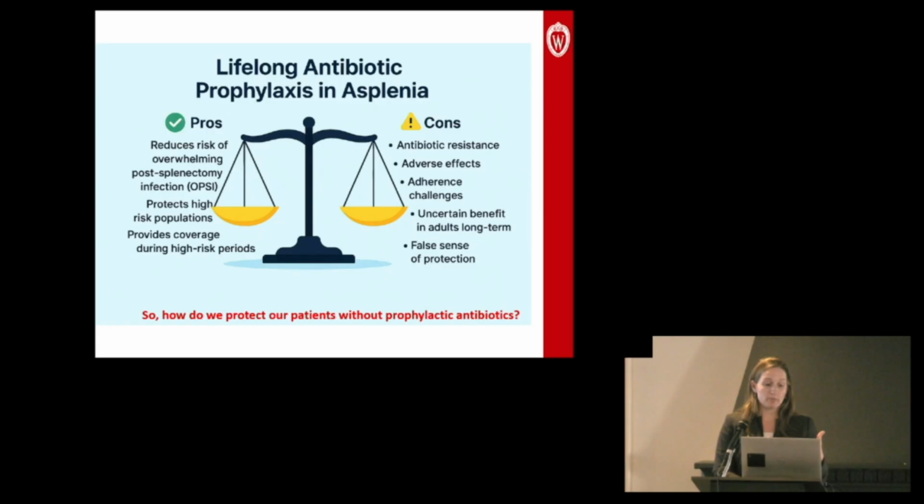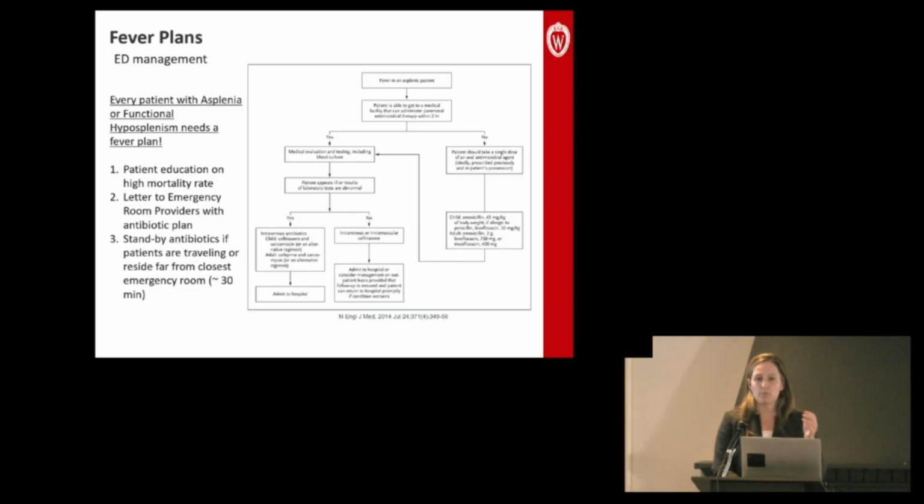So how do we protect our patients, the patients that we decide don't need, or through shared decision-making decide that we're not going to do prophylactic antibiotics? That really gets to the third prong of the three pillars of plans. The one thing that we really talk about, there's a long first visit in my clinic, is fever plans. There's a lot of patient education about what we've talked about before, what are the risks and what does the data look like.